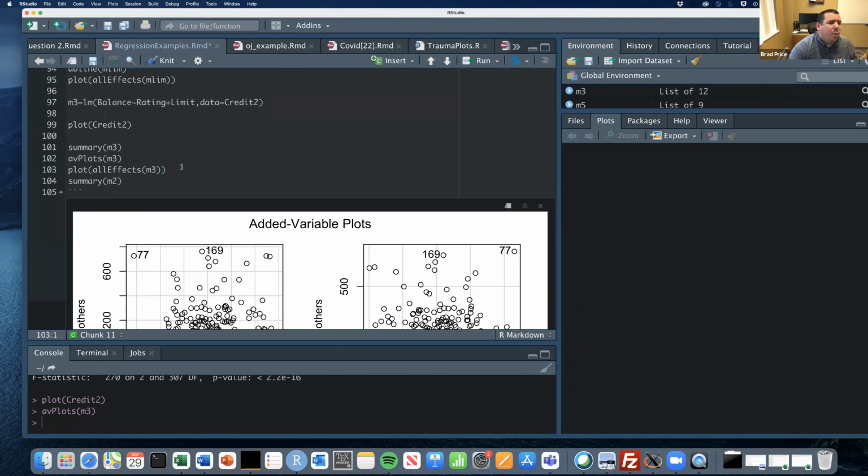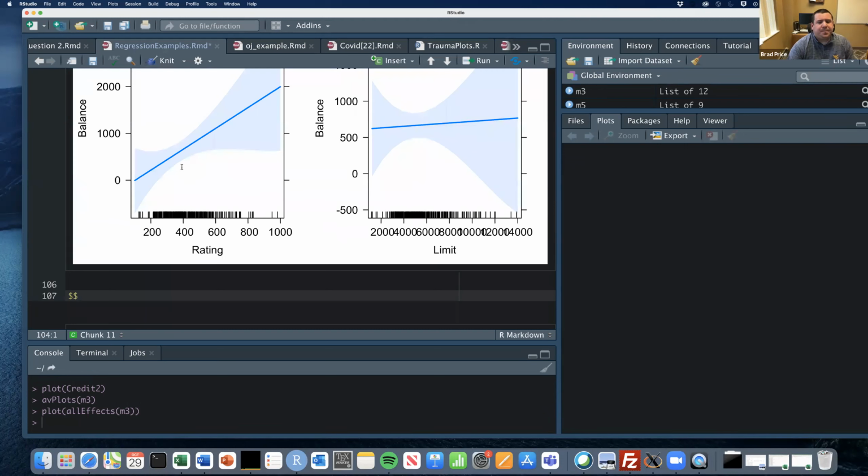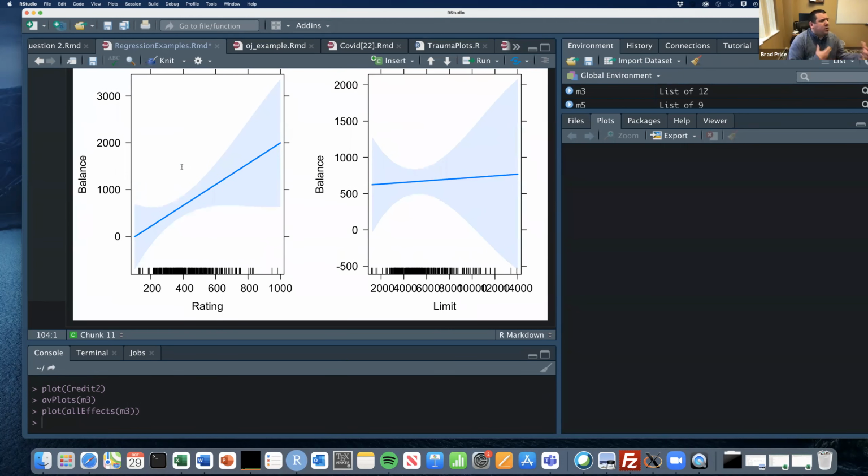All right. We can also use this effects plot. The effects plot in a multiple linear regression piece. Okay. What we're doing is we're saying, look, given limit is set to its average, how does rating affect balance? Given we just set limit at the average limit, what's the relationship between rating and balance look like? Given limit is already in the model and fixed. So without moving somebody's credit limit, if we just change their rating, here's what their balance looks like. Okay.